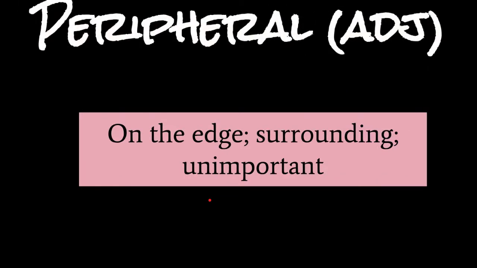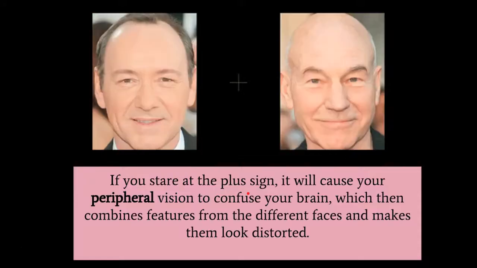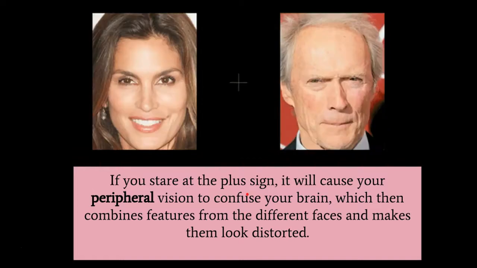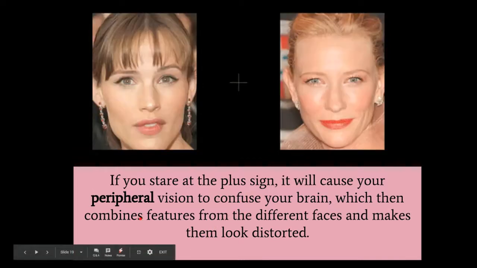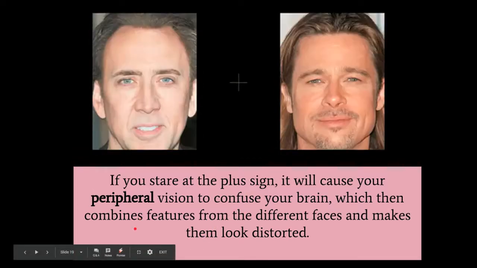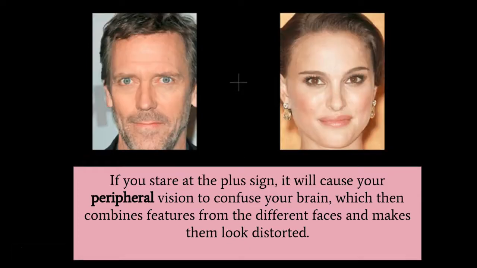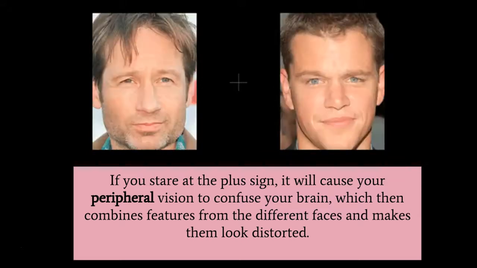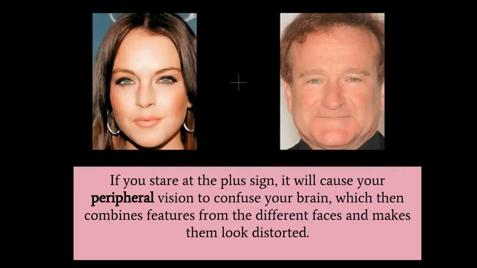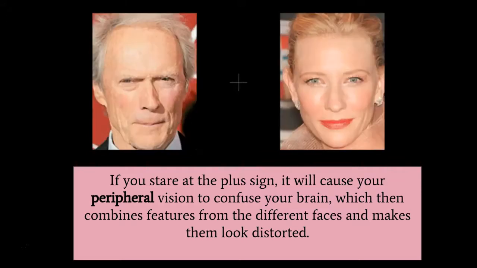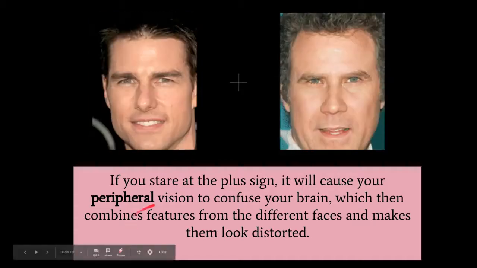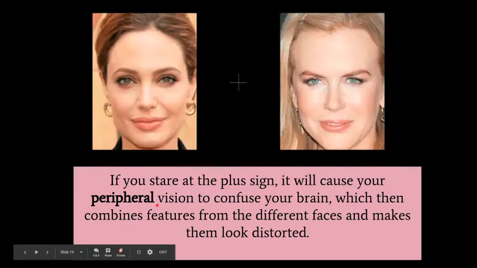Alright, so next up we have peripheral, which is an adjective, and it means on the edge, surrounding, unimportant. So we most often think of peripheral with peripheral vision. So for instance here, if you stare at the plus sign, it will cause your peripheral vision to confuse your brain, which then combines features from the different faces and makes them look distorted. I highly recommend trying this. It's super weird. So you can try it while I explain it, or if you go to the slides, you can try it without it being in the video.